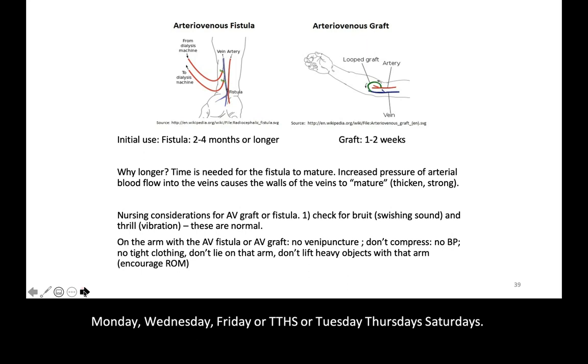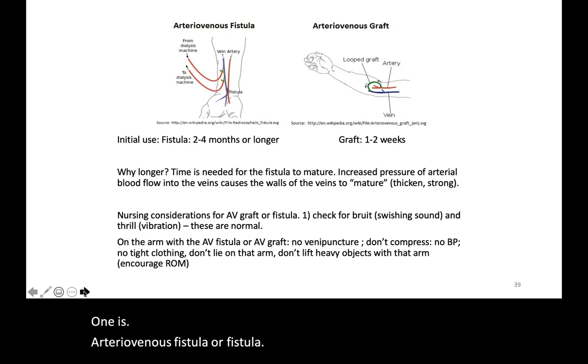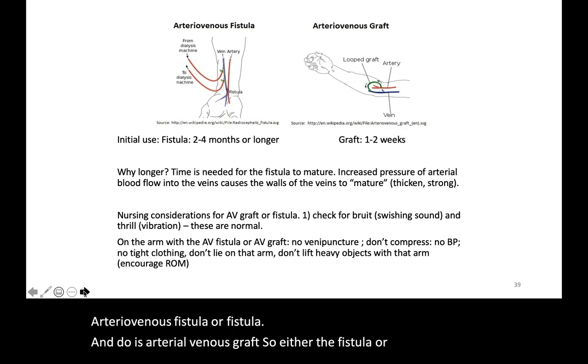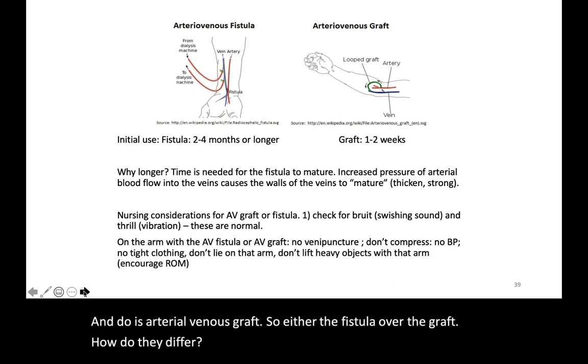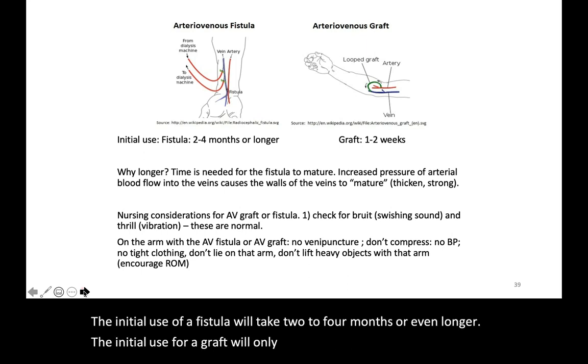There are 2 types of access for hemodialysis. One is arteriovenous fistula or fistula, and 2 is arteriovenous graft. So either the fistula or the graft. How do they differ? The initial use of a fistula will take 2 to 4 months or even longer. The initial use for a graft will only take 1 to 2 weeks.